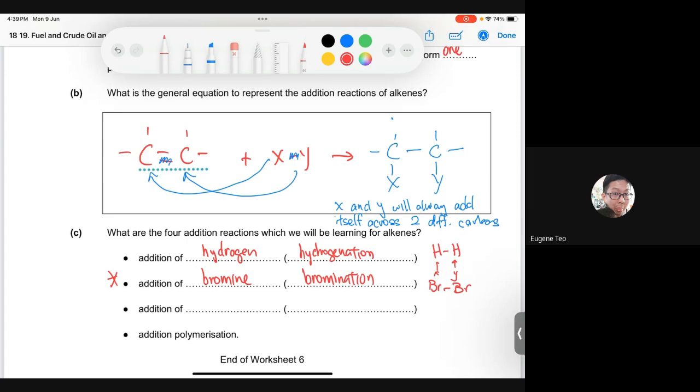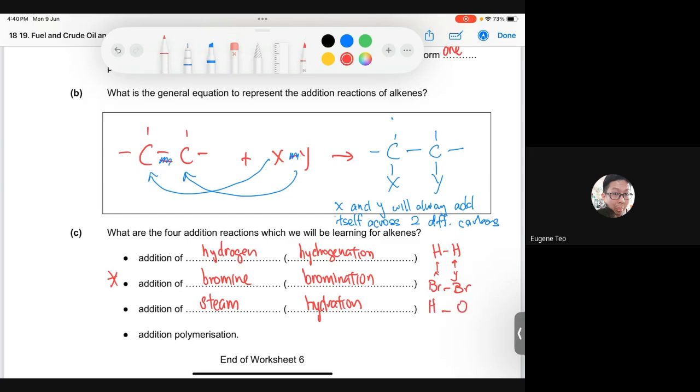Now the next one is the one that's interesting. It is addition of steam. This is known as hydration because steam is water. It's like adding water to your alkene molecule. If you remember, water is H2O. Where exactly is the X and the Y? Think of one side as H, and the other side as OH. Think of this as the Y, think of this as the X. Now, to be more precise, let me erase this. To be more precise, I will draw it like that. Sorry, wrongly.